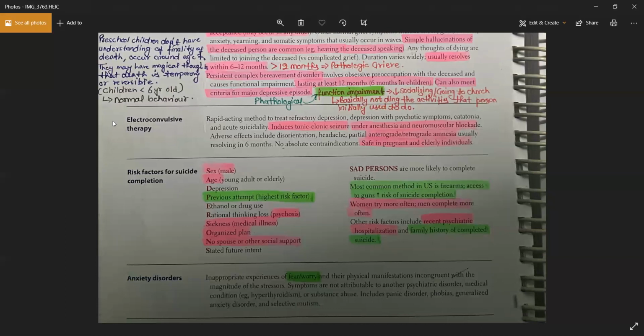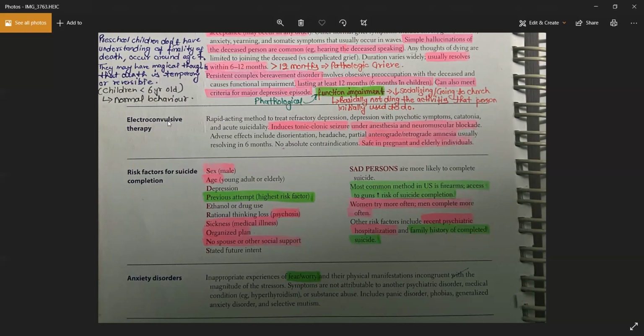Then you have electroconvulsive therapy, and you use it for psychotic symptoms, mainly for depression. If the patient has acute suicidality, then you must give them electroconvulsive therapy. Electroconvulsive therapy is also very safe in pregnancy. So in pregnancy, you mainly do electroconvulsive therapy rather than drugs.